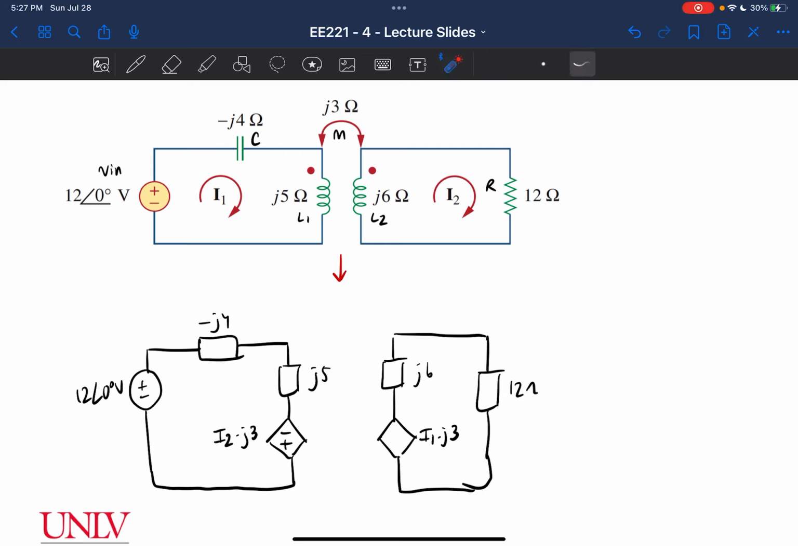Current flowing into the dot here, which is I1, forces a current out of the dot here. In order to force a current out of the dot, which is in this direction in this circuit, I need the polarity to be plus to minus like this. So this is how I draw my polarity, and I'm ready to solve this problem. Of course, I would put I1 here, I'd put I2 here.